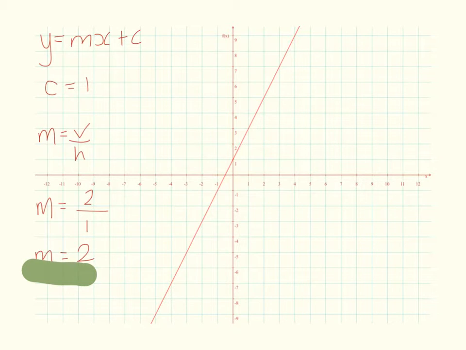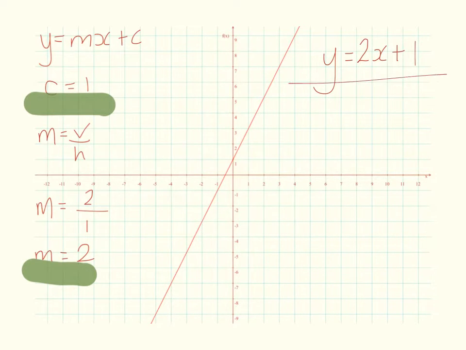So now I've got two pieces of information: what my gradient is, and what my y-intercept c is. I can substitute these into my formula. y equals whatever my gradient is. m is 2, so it's 2x, and then we add on our y-intercept, c. So the equation of this line is y equals 2x plus 1. I got the plus 1 from where it crossed the y-axis, and then I counted up 2, then along 1, so it's 2 over 1, which gave me a gradient of 2.